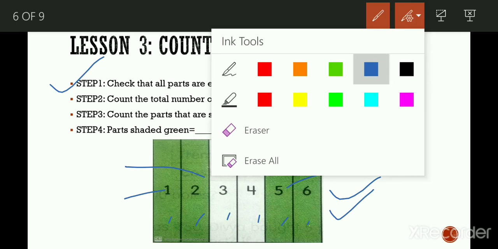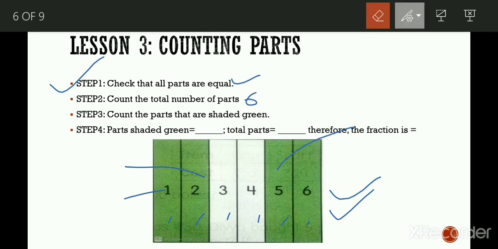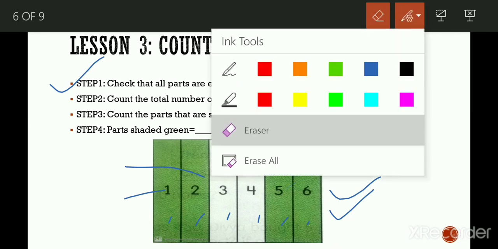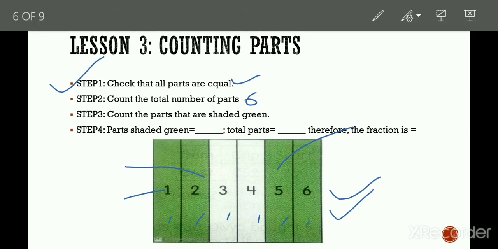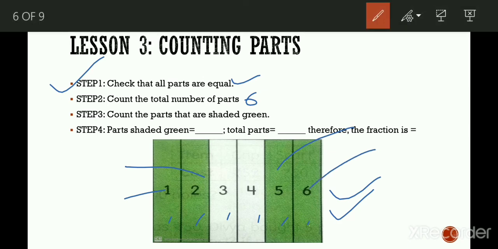Sorry, I just marked it wrong. This 4th, right? 1, 2, 3, and 4. So how many parts are shaded? I'm writing it here. Have I written correct? Yes, thank you. Okay, now let's move to step 4.